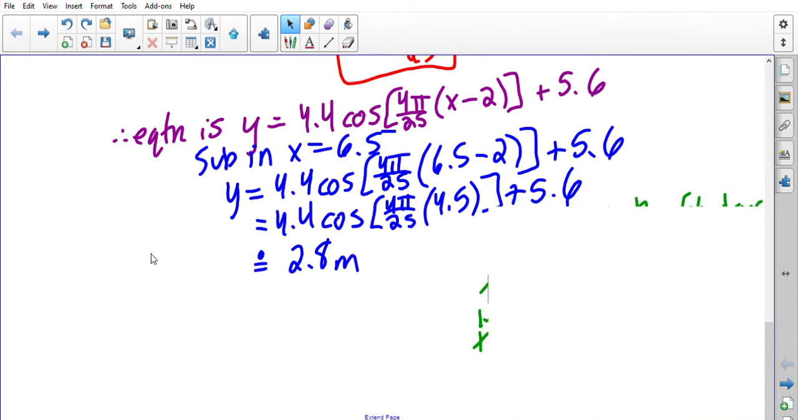All right, so everyone try doing that in their calculator. Remember, you're going to have to do 6.5 minus 2 first. That's going to reduce to 4.5. And you're going to have to do 4.5 times 4 pi over 25. Take cos of that answer, multiply by 4.4, and add 5.6. You should get a rounded answer of 2.8 meters. Okay, so make sure you can enter that into your calculator, okay?